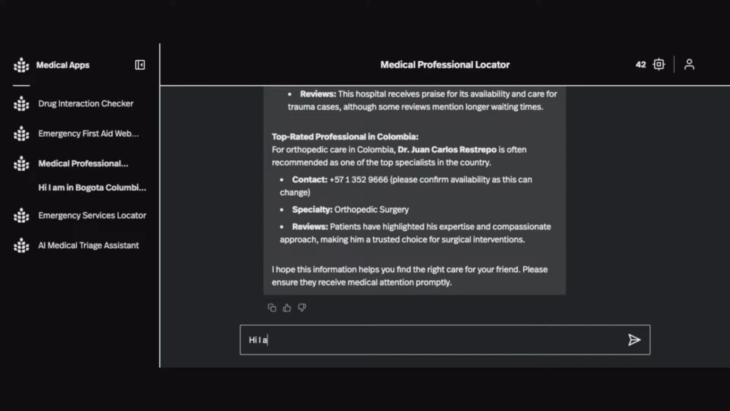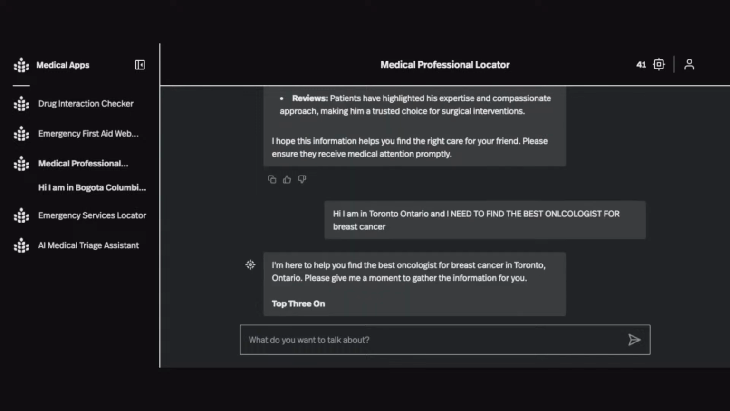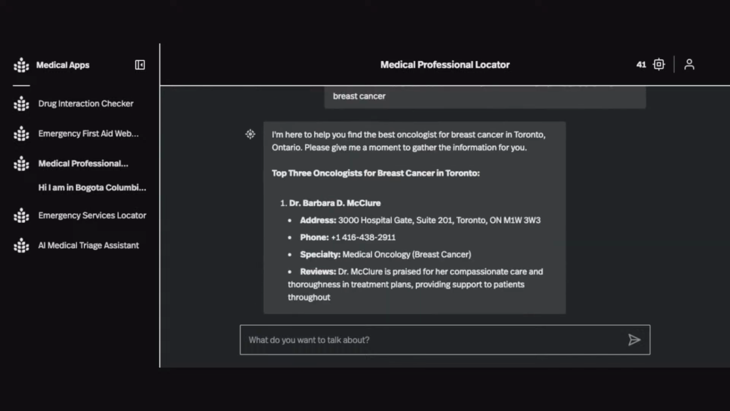Hi, I am in Toronto, Ontario, and I need to find the best oncologists for breast cancer. And I'm just going to do this. And the AI will give me the best oncologist that it can find.